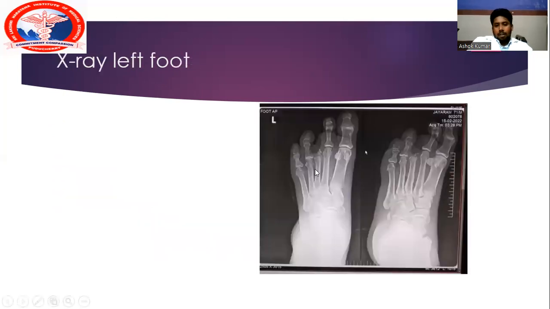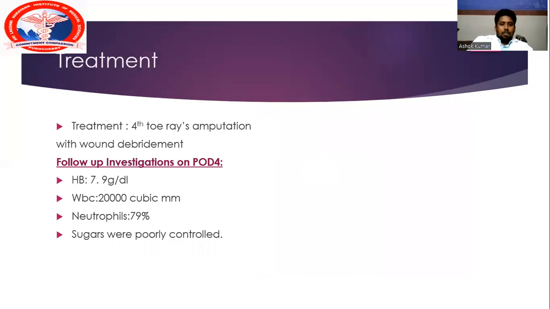So this is his X-ray. This was taken in our hospital. This is the post reamputation of the third toe, and this is the fourth toe. So initially, on the first sitting, we did fourth toe reamputation. Since it went for wet gangrene, we could not save the fourth toe. We did wound debridement, and multiple 2 to 3 sittings of wound debridement were done for this patient.